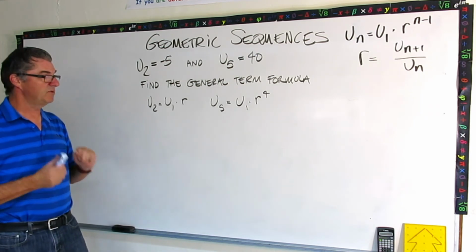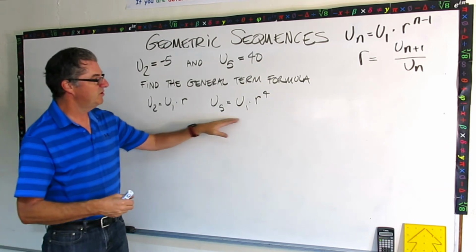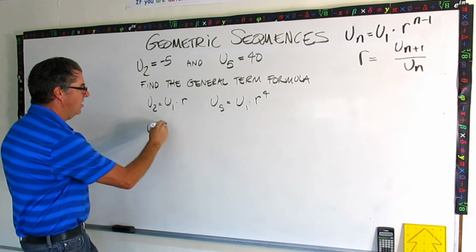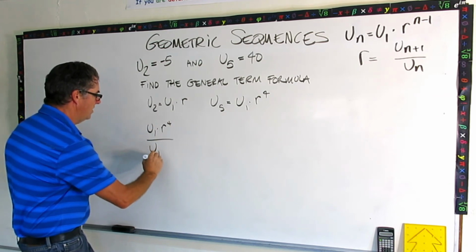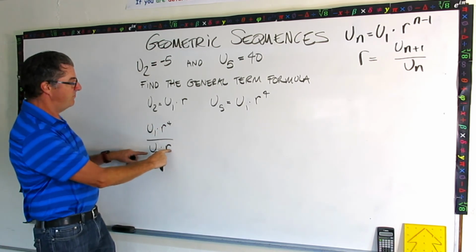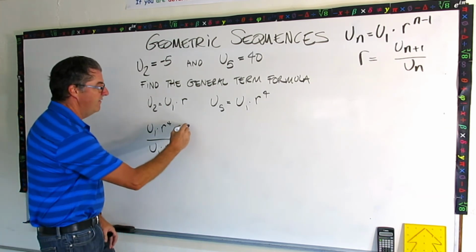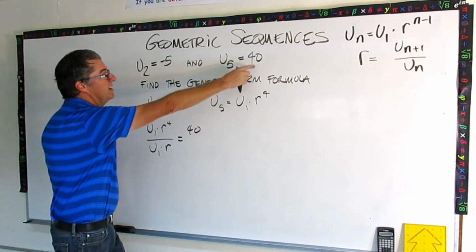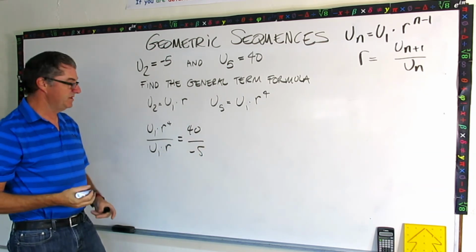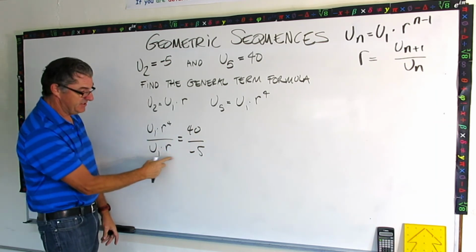So for our plug-in step, what you've got to remember is you're always dividing a later term by a previous term. So what we're going to do is we're going to divide this one, u1 times r to the fourth, over u1 times r. So this is the fifth term divided by the second term. Now let's just do the same thing. Fifth term is actually indeed 40, and the second term is negative 5. So these two ratios should be the same, because this actually is 40, and this actually is negative 5.